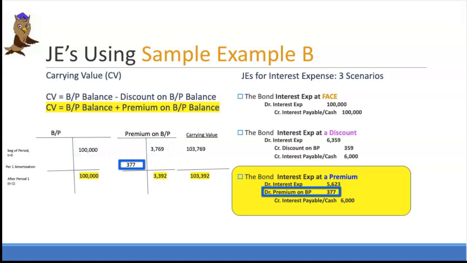After the first period's amortization of the premium, the new balance at t equals 1 is $103,392, based on the same bonds payable balance of $100,000 and the new premium on bonds payable account balance of $3,392. Note that the carrying value continues to decrease as the amortization of the premium is recorded throughout the life of the bond until the carrying value equals the bonds payable account balance. This will happen at maturity, when the premium on bonds payable account will show a balance of 0.